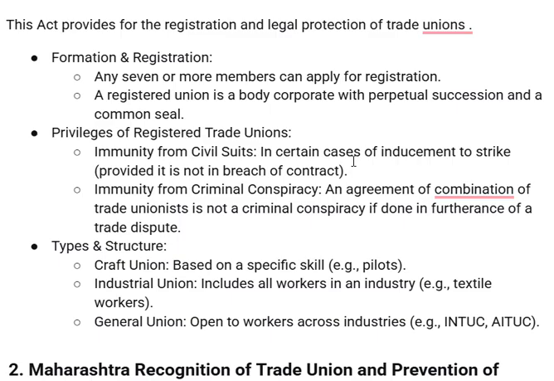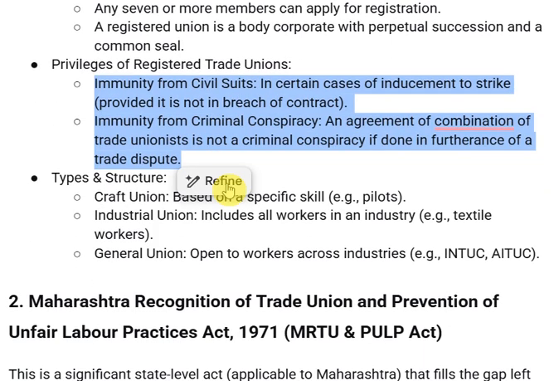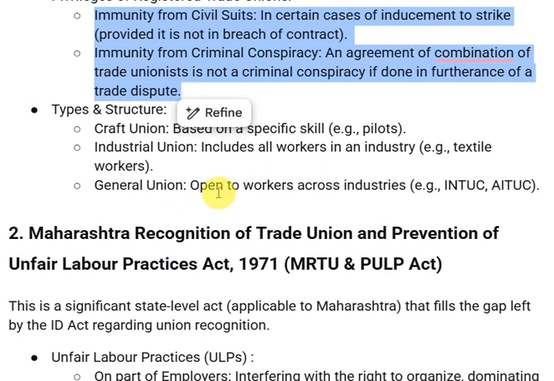Like if they are asking workers to go for a strike, then they cannot be put to court or put to jail for doing a criminal activity. You see, they are given immunity. So these matters are specified. The immunity to the trade unions is related to working conditions, related to advancement of workers' interest, right? So immunity from civil suit and immunity from criminal conspiracy is provided to the trade union representatives.